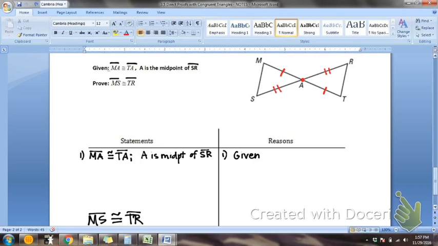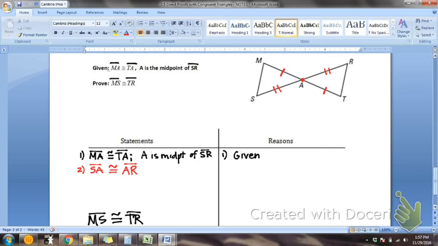And we're going to mark that with 2 hash marks. Thank you, Miss Carolyn. We're going to mark that with 2 hash marks since we already have 1. But if you mark it, you have to write it. And we don't have anywhere that says that SA is congruent to AR, right? We haven't written that. So let's use that as step number 2. SA is congruent to AR.